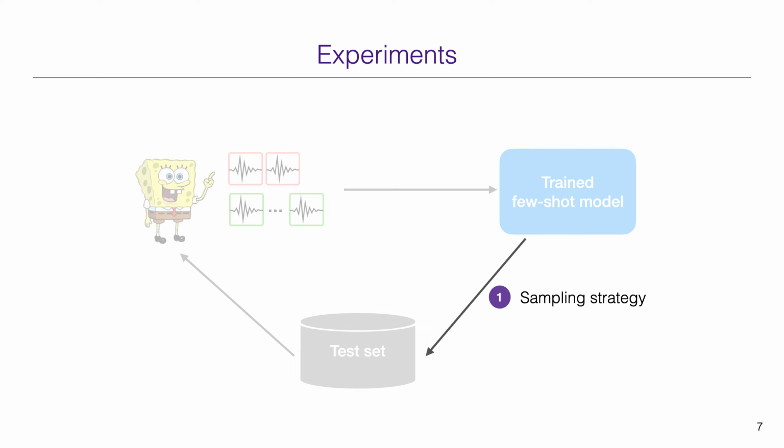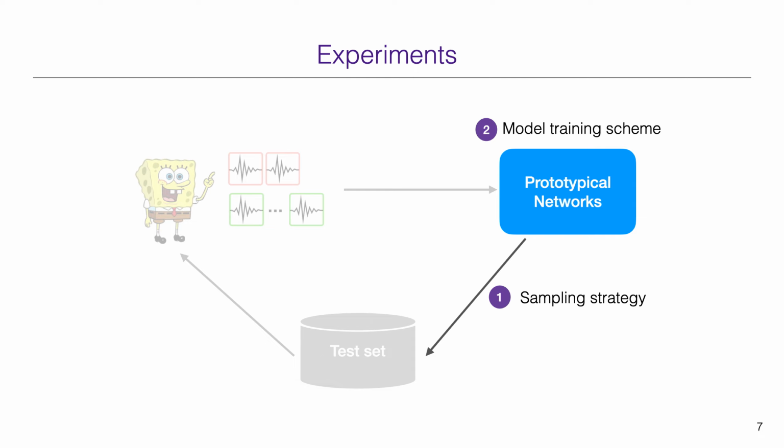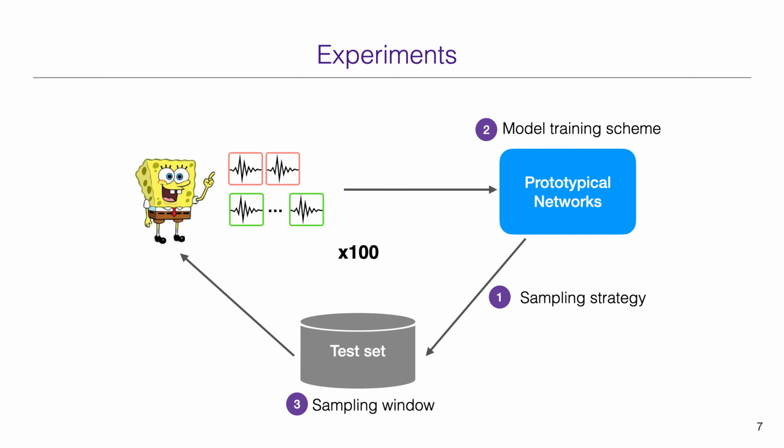First, we compare different sampling strategies. Next, we explore different training schemes for the few-shot model. Here, we use the prototypical network. Lastly, we study how different temporal windows in sampling affect model performance and generalization. We run the sampling process 100 times.